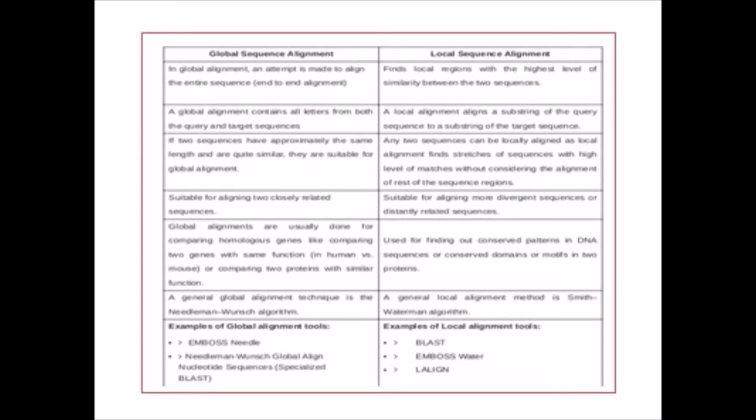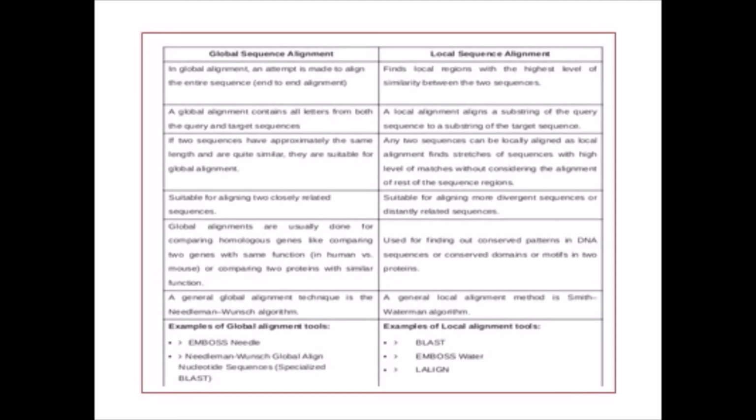In global alignment, two sequences that have approximately the same length and are quite similar are suitable. In local alignment, two sequences can be locally aligned, as local alignment finds stretches of sequences with a high level of matches without considering the alignment of the rest of the sequence regions. Global alignment is suitable for aligning two closely related sequences, whereas local alignment is suitable for aligning more diverse or distantly related sequences.